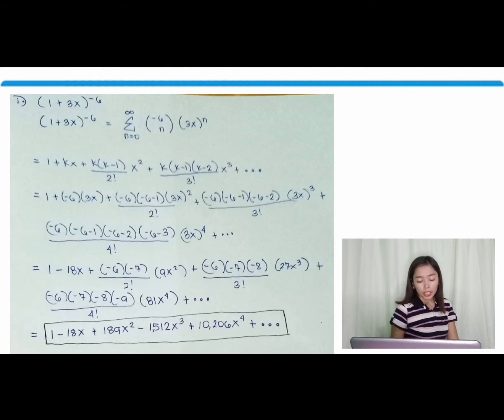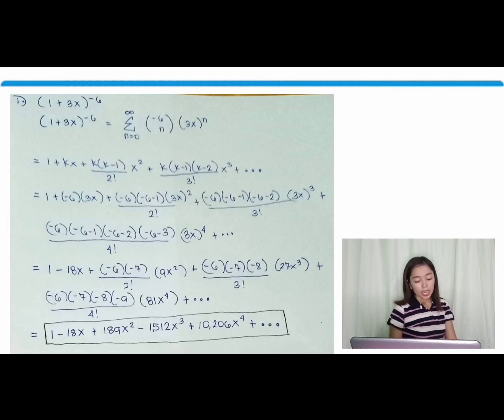plus k, negative 6, k minus 1, negative 6 minus 1, for k minus 2 we have negative 6 minus 2, over 3 factorial, and for x cubed, we have 3x cubed. And for k, we have negative 6, negative 6 minus 1, negative 6 minus 2, negative 6 minus 3 over 4 factorial, and 3x raised to the power of 4.